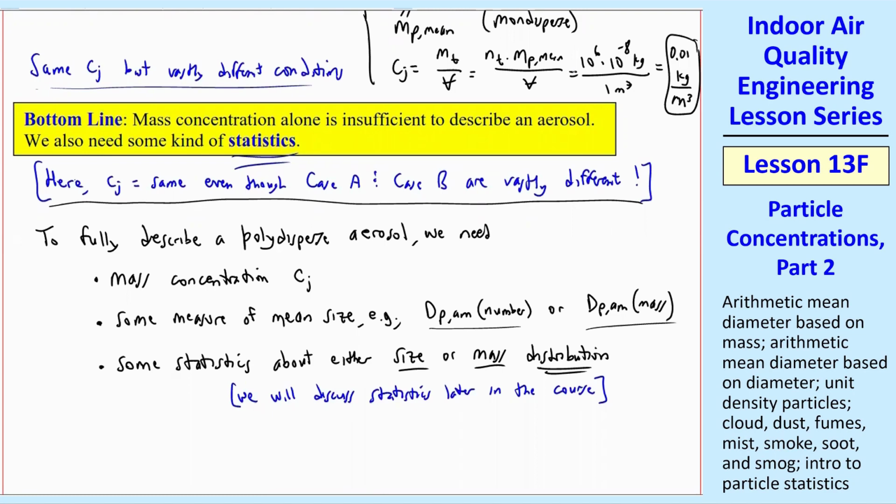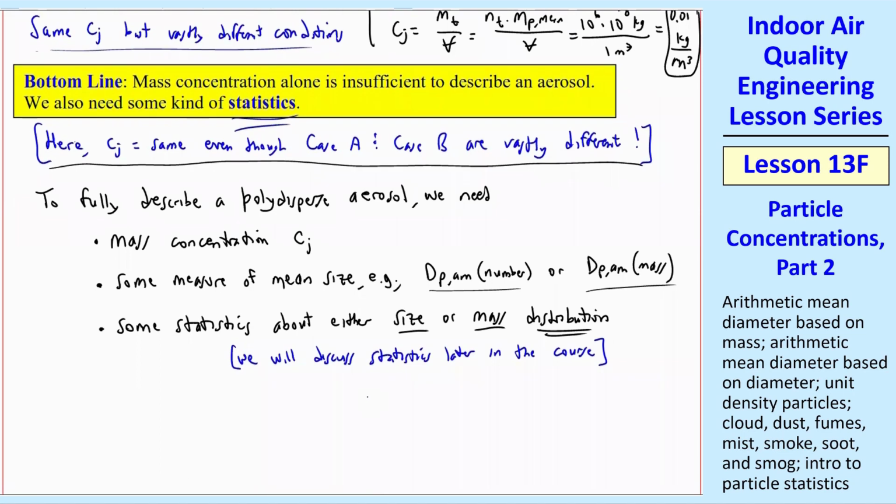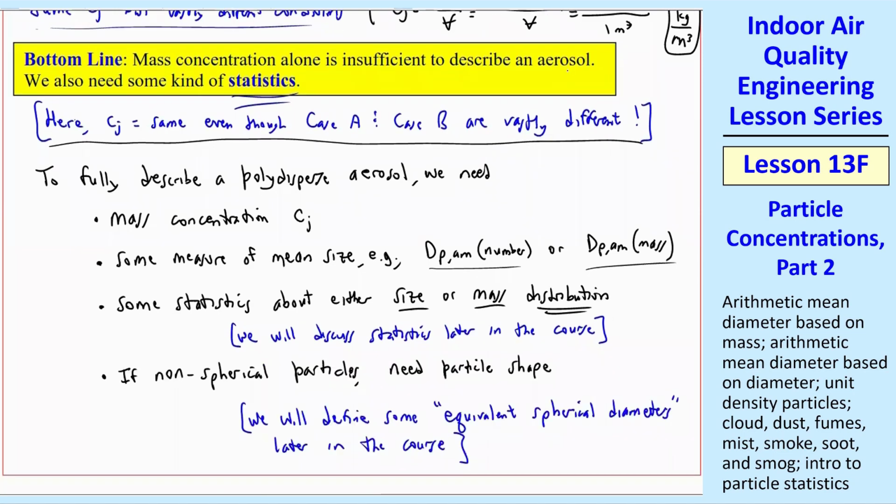For example, you might have 1,000 particles that are between 1 and 2 microns. You might have 5,050 particles between 2 and 4 microns, etc. You need some kind of statistics there. We'll discuss statistics later on in the course. And finally, we'll usually talk about spherical particles, but if you have non-spherical particles, you need some kind of particle shape. You need to know that.